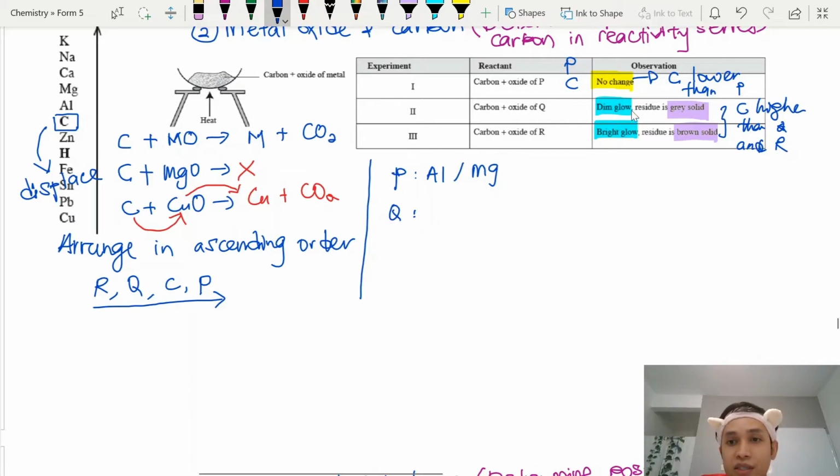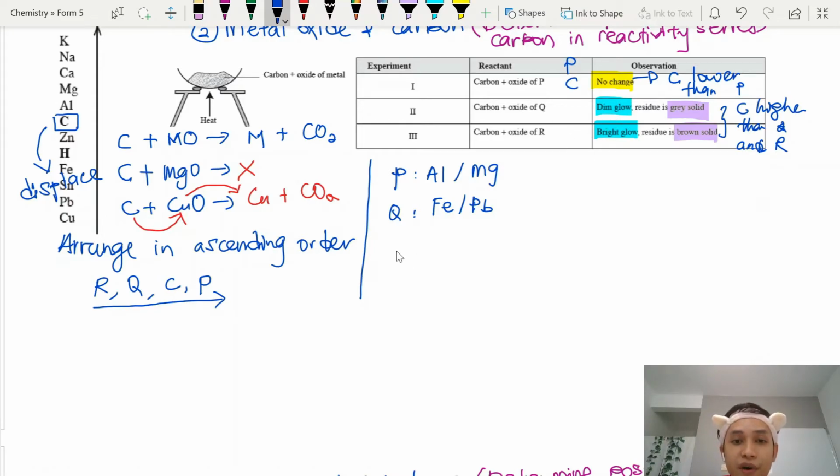Now this is dim glow, right? So I know that the metal is nearer to carbon. So it will either be iron or maybe tin or lead. Because dim. If zinc, this one will be very dim. So you need to roughly know how we identify who is who. Gray solid here, meaning that it can either be iron or lead, because these two are gray in color. Zinc is also gray in color, but why I do not write zinc is because if Q is zinc, this observation here should be very dim, or maybe faint glow, something like that.